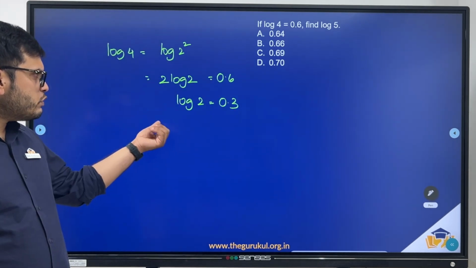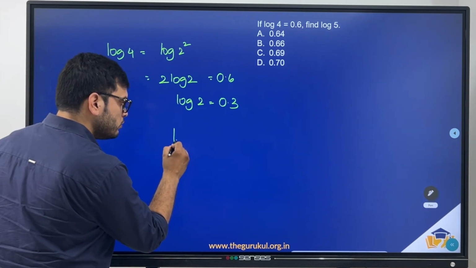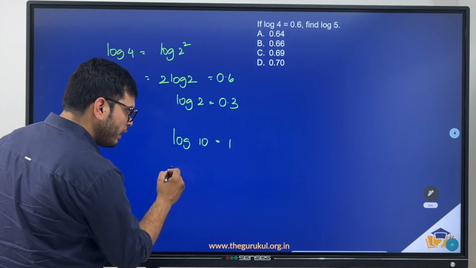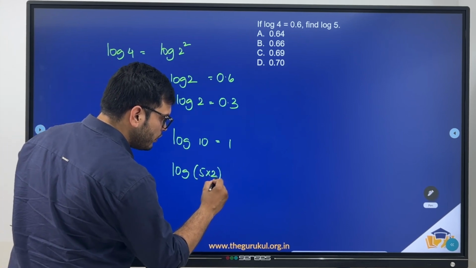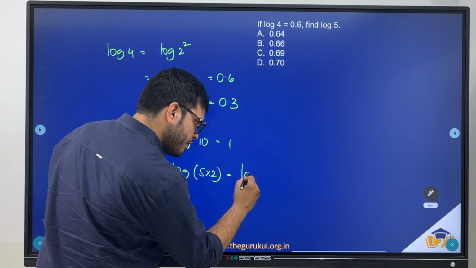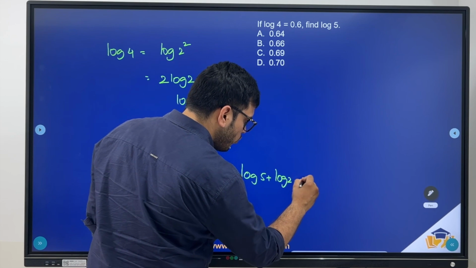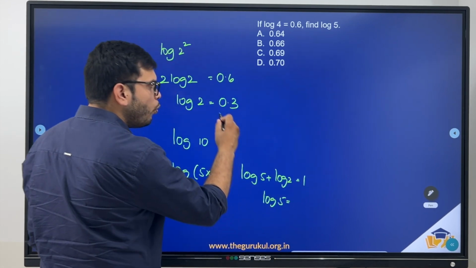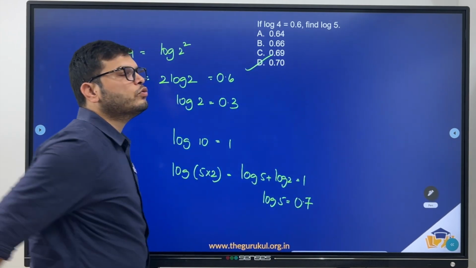Now once we have log 2 is equal to 0.3, we can find the value of log 5. How? We know that the value of log 10 is equal to 1. Now let me write 10 as 5 into 2. Now I can write this as log 5 plus log 2, and this is equal to 1, or log 5 is equal to 1 minus log 2, 1 minus 0.3, 0.7 should be the answer to this question.